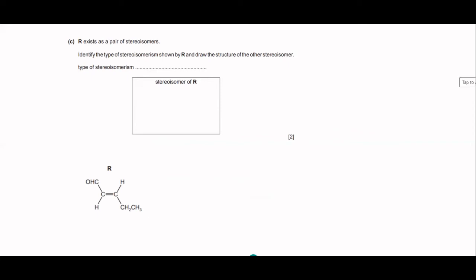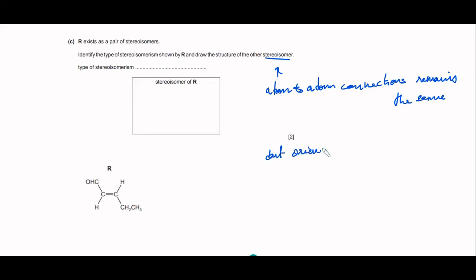Now, what are stereoisomers? There is stereoisomer, there is structural isomer. As far as stereoisomers are concerned, the atom to atom connections remain the same, meaning all the bonds, the CH bond, or the CC bond, everything remains the same. Then what is the difference? The orientation of groups, the positioning of groups, it can be the positioning of CH3, it can be the positioning of hydrogen, it can be the positioning of CHO. The orientation of groups differ. This is about a stereoisomer.